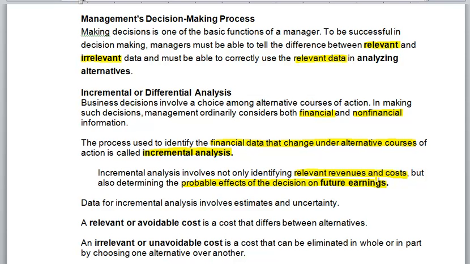So, for example, if I have a choice of renting a building or buying a building, I'm going to look at the relevant information in respect of revenues that will be generated from either decision and their cost, and the one that gives me the greatest positive change in my net income or future earnings should be the choice I will use. Data for incremental analysis involves estimates and uncertainty.